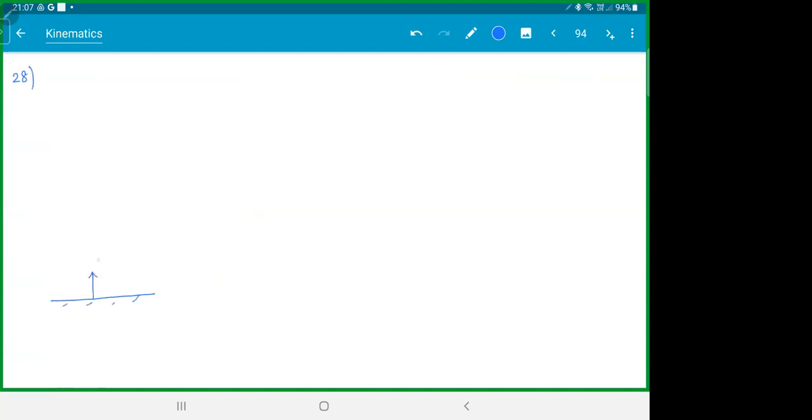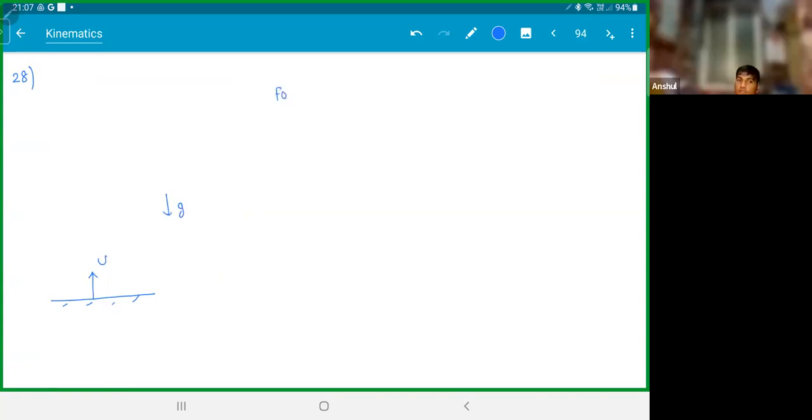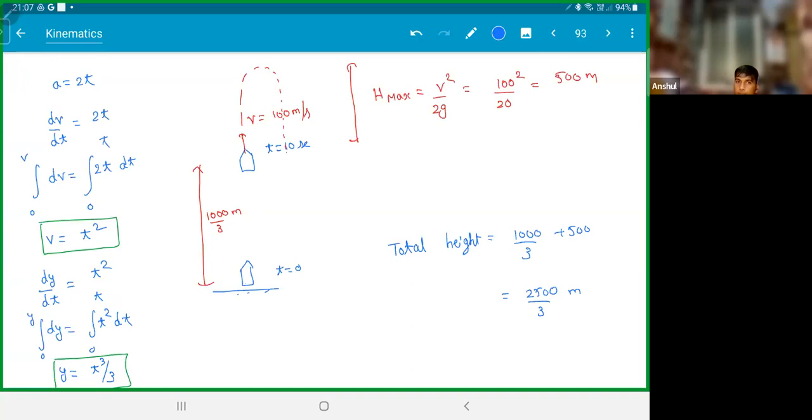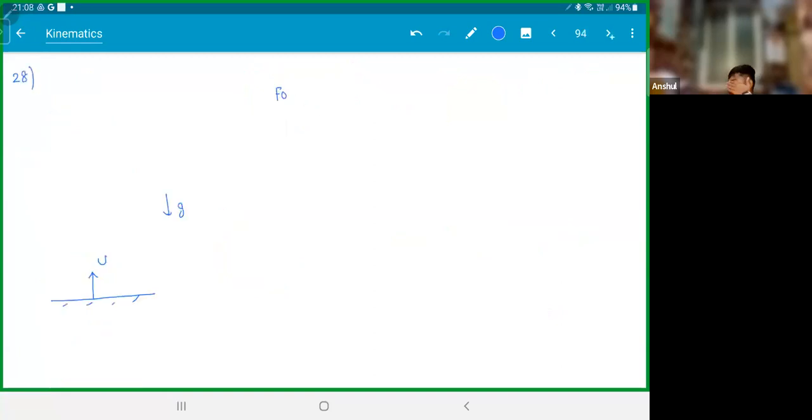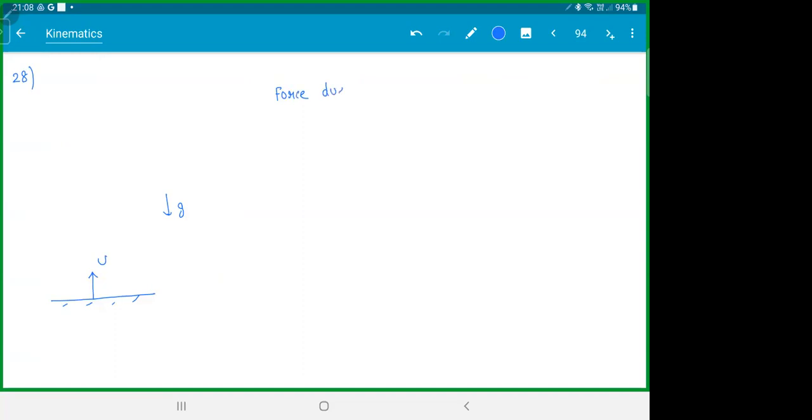A particle is projected with speed u. Gravity is there, g. The force due to air resistance is 0.2 mg. Find the ratio of time of ascent by time of descent.